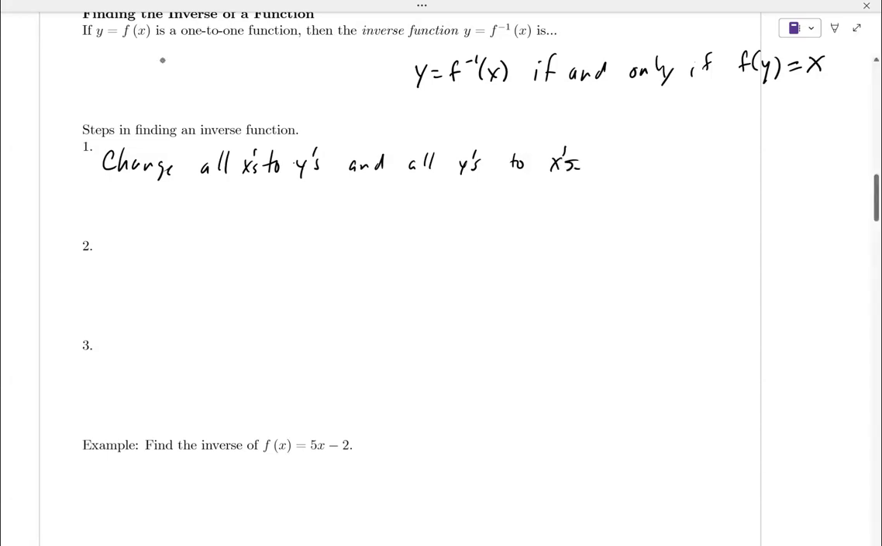Okay, that's the first step. So wherever we see a y, and there'll only be one place we see a y, and we'll see that here in a second, everywhere we see a y, we're going to write x instead. Everywhere we see an x, we're going to write y instead. The next step will be solve for y.